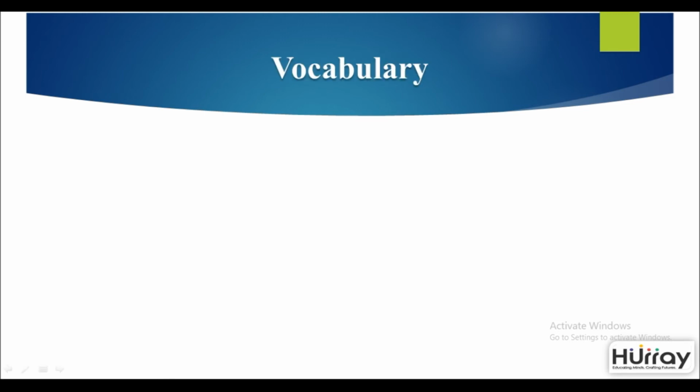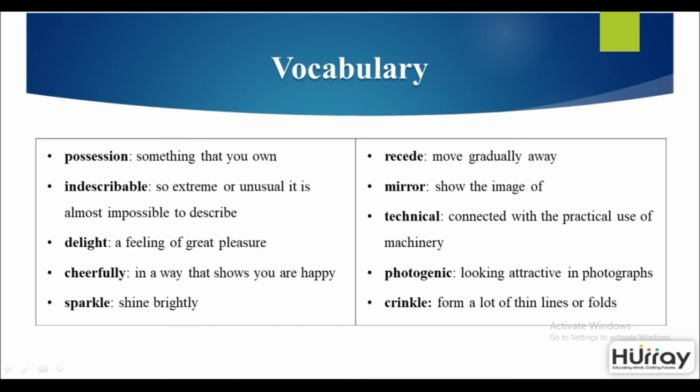Here is a list of helpful vocabulary for this particular topic. The first word talks about something that belongs to you or something that you own. Another word is indescribable, which basically means something so extreme or unusual. Recede, which basically means to move gradually away. A good idea would be to actually write down sentences with these words and speak them out aloud. You can practice the other words mentioned in the list in a similar manner.